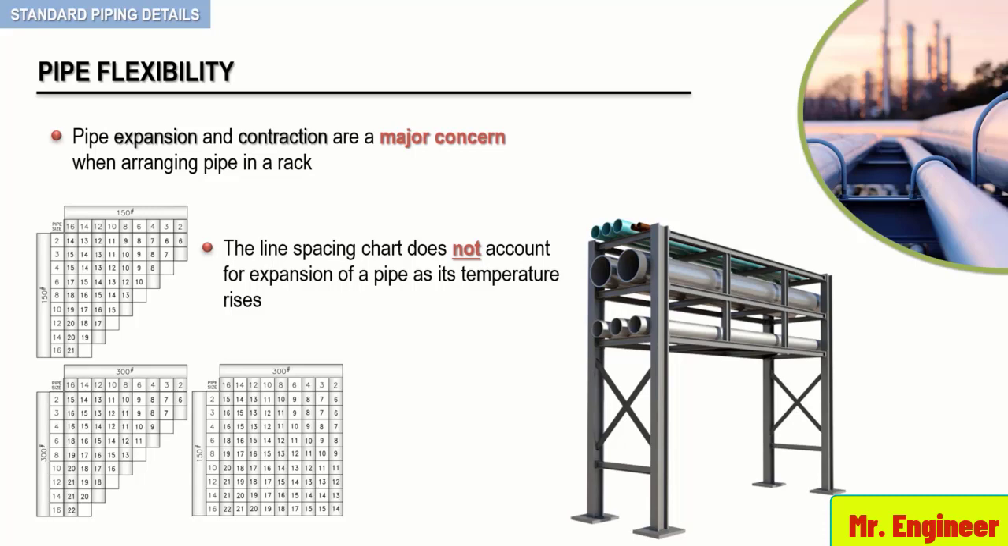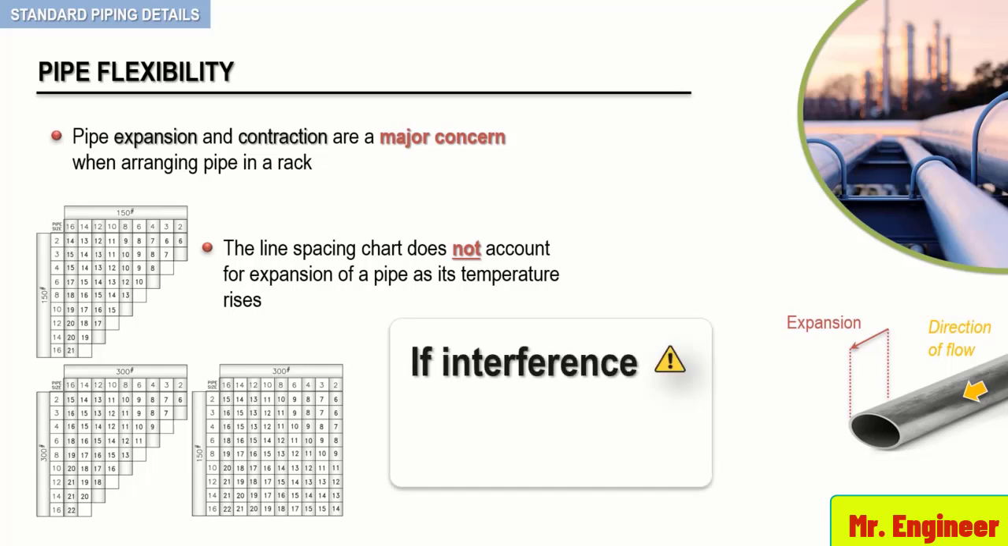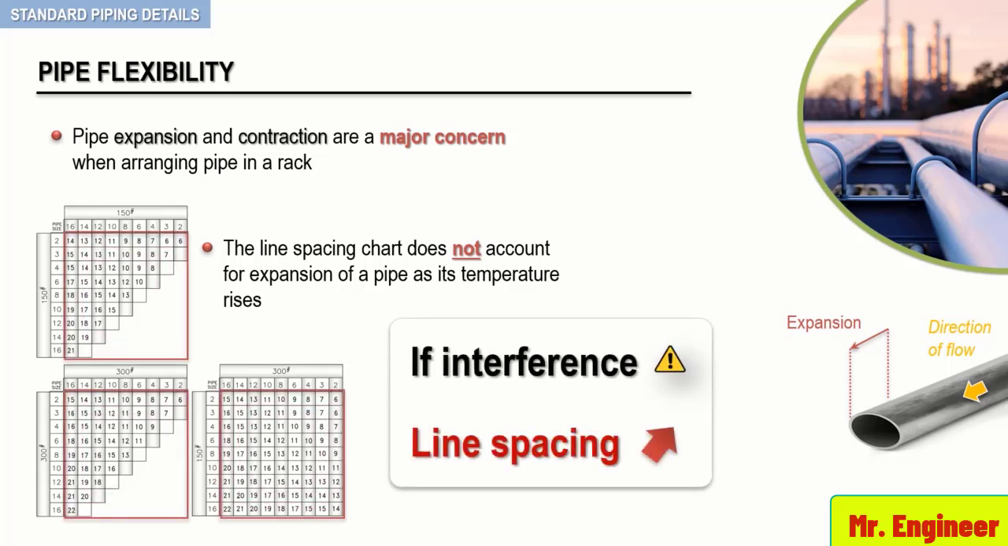In other words, a pipe will grow in the same direction as the fluid flows. This is depicted here in this example. If the expansion of a pipe will result in its interference with an adjacent pipe, line spacing will have to be increased. If the normal expansion of a pipe will not result in interference, line spacing will not be affected.